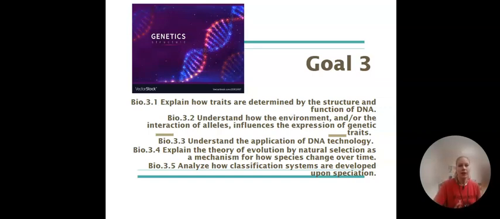In this video, we are going to take a look at Goal 3 for our North Carolina Biology Standard. So this is going to cover pretty much all of genetics and evolution, touching on DNA, so the structure and function of DNA, protein synthesis, genetics, so Mendelian and non-Mendelian inheritance. We're also going to talk about biotechnology, and again, evolution, natural selection, and then as well as the classification system as well. So this is going to be a long one.